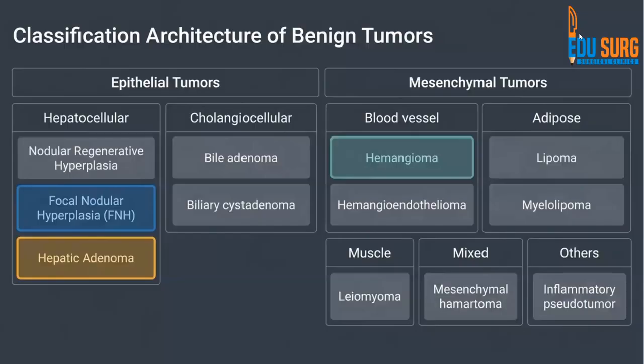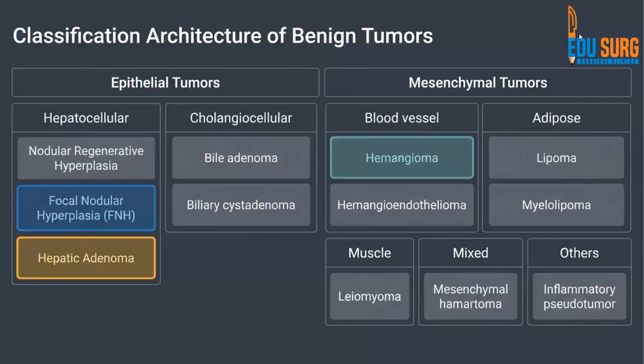Coming to mesenchymal tumors, there can be hemangioma or hemangioendothelioma, fat containing tumor lipoma or myelolipoma. Leiomyoma is very rare. Mesenchymal hamartoma, and we have published a paper on mesenchymal hamartoma management. Others include inflammatory pseudotumors. So basically, abscesses can present as benign tumors sometimes and need differentiation, inflammatory pseudotumors. Then you have cystic lesions, and then you have malignant lesions.